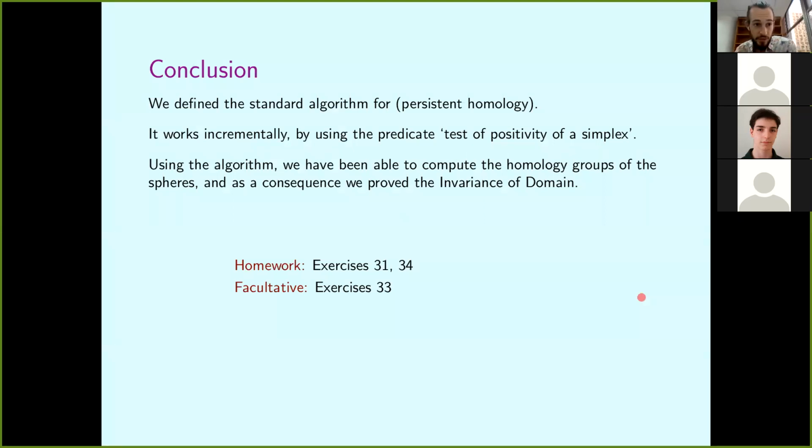Okay, this is the end. So we've seen today the standard algorithm for homology. That will be soon persistent homology. It works incrementally, and it needs to test the predicate of positivity of a simplex. And we can do that simply by Gauss reduction. And also, I show you how, thanks to the algorithm, we can deduce interesting topological properties of our objects.